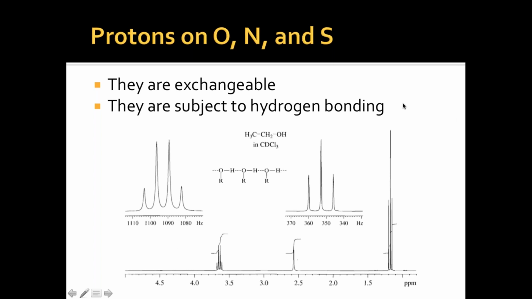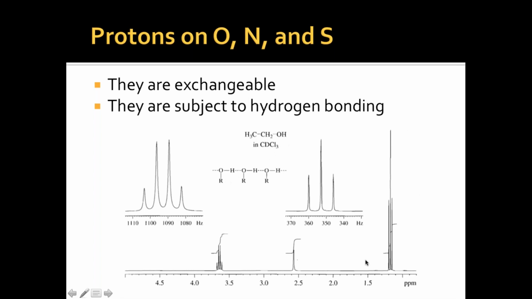Let's say this is the NMR of ethanol. You can see ethanol: CH3, CH2, OH, right? This is the NMR of ethanol in CDCl3. CDCl3 is a non-polar solvent. What happens if I dissolve this ethanol in any other solvent? What happens if I dissolve it in DMSO? It is a polar solvent, isn't it?